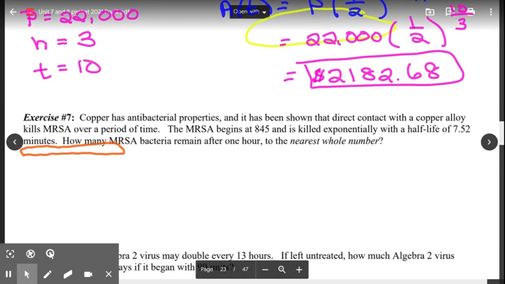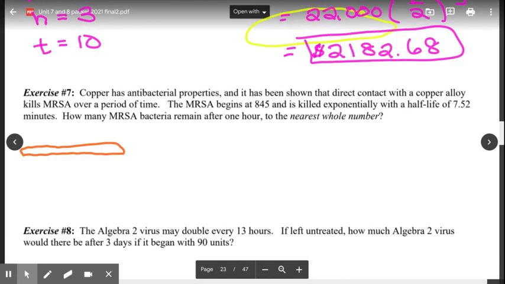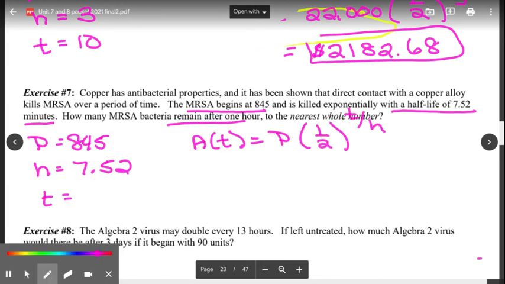Okay, try number 7. It's the same idea. I'm going to pause this, and then when I unpause, I'll have this problem done. So I lied. I'm not going to have it totally done. Copper has antibacterial properties, and it has been shown that direct contact with copper alloy kills MRSA over a period of time. Okay, that's interesting, but it has nothing to do with our problem. The MRSA begins at 845, that's our P, killed exponentially with a half-life of 7.52 minutes. So that's our half-life. How many MRSA bacteria remain after 1 hour?